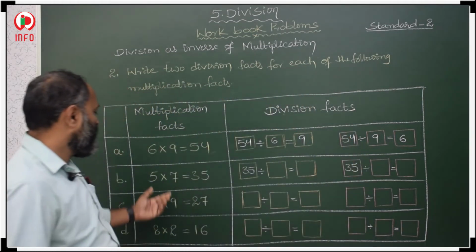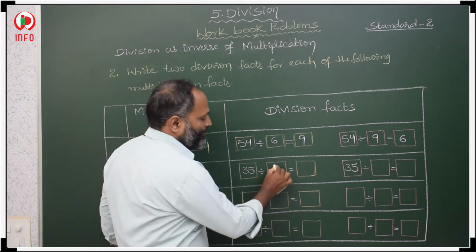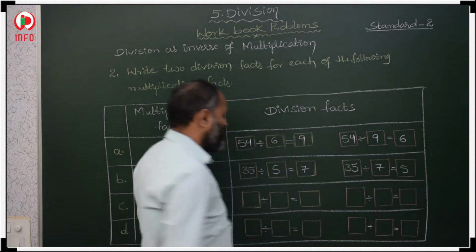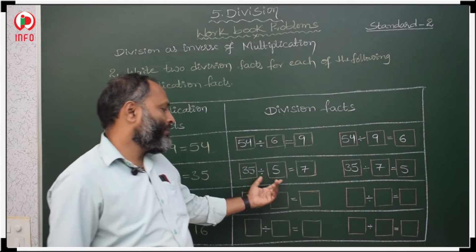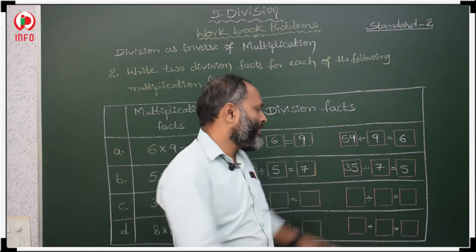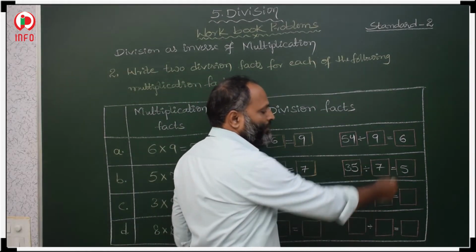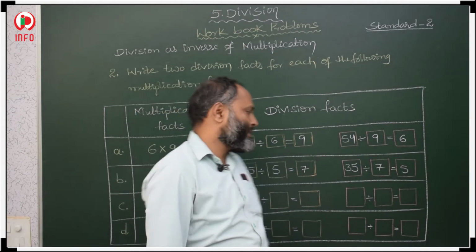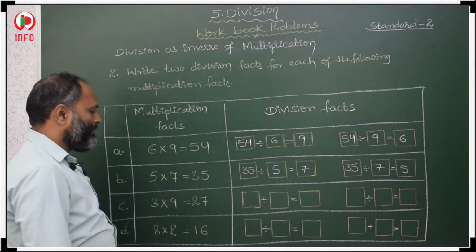Then after that 5 7, we have to write 5 7, here 7 5. It means if 35 is divided by 5, then we will get 7. Here it means if 35 is divided by 7, then we will get 5. Okay. Next, in this, what is the product?